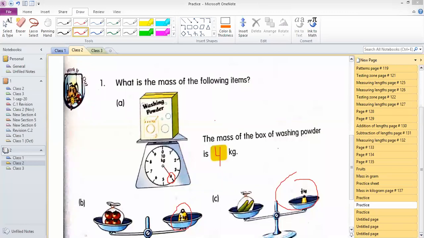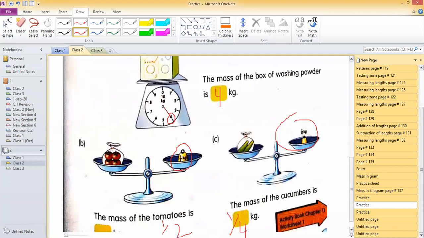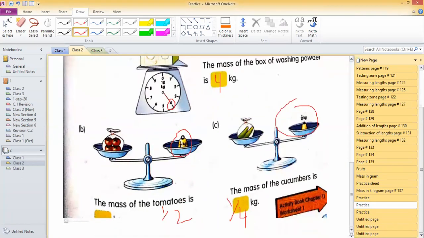All right, guys. So you know how to read the weight from this type of weight balance. The mass of the tomato was here, 1/2 kg. You can check here. This is 1/2 and this is 1/4. So you can say the mass of cucumber is 1/4 kg.